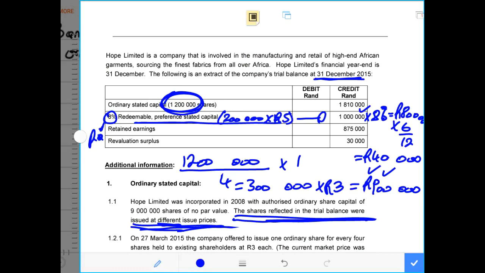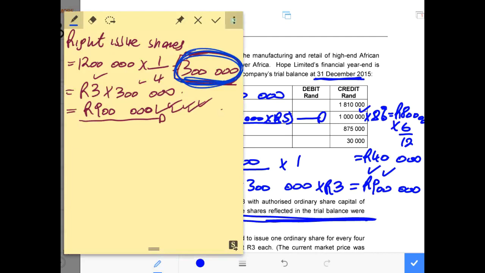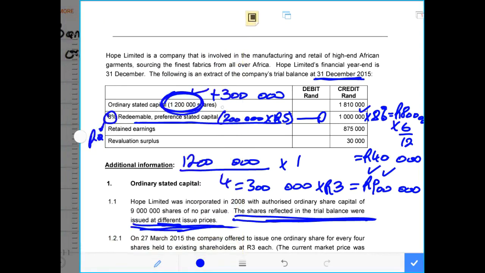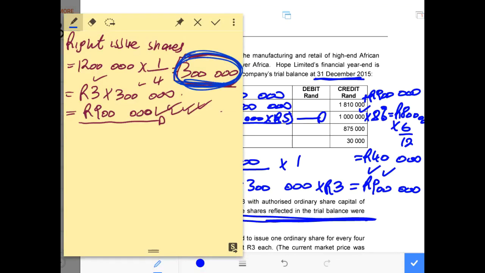So in other words, we have to take this number of shares and add the 300,000 shares that were issued as the right issue. Then this will give us 1,500,000 shares. Then we take the total capital, which is 1,810,000. We also add the 900,000 rands, because we know that our right issue capital was 900,000 rands.